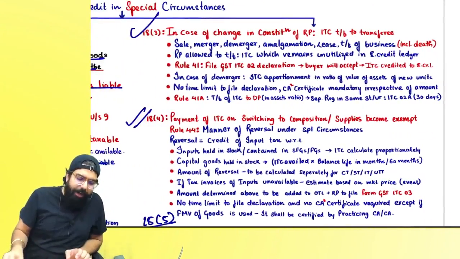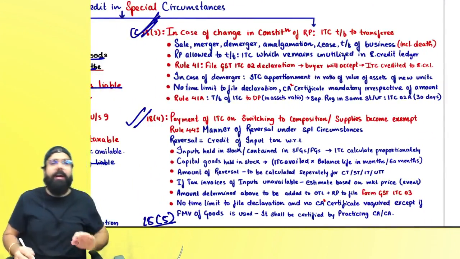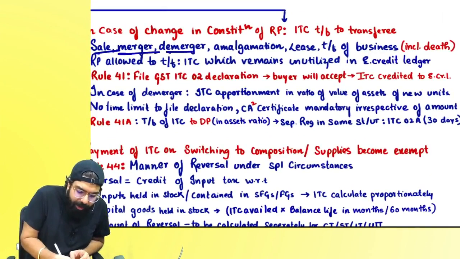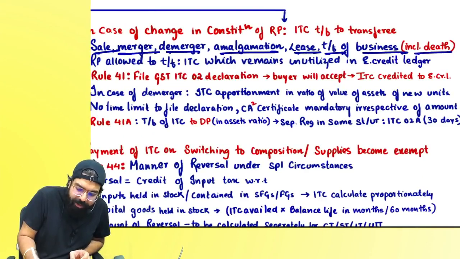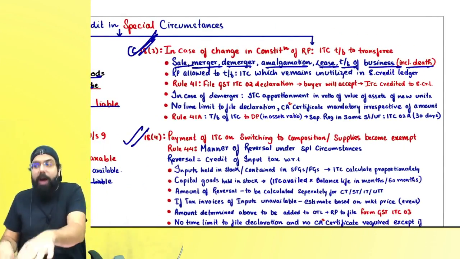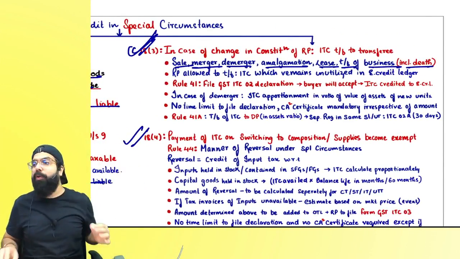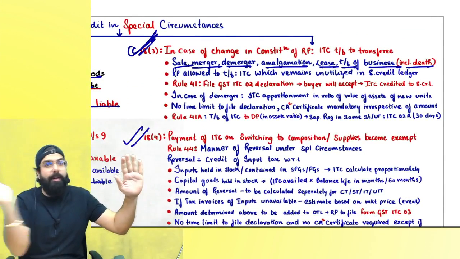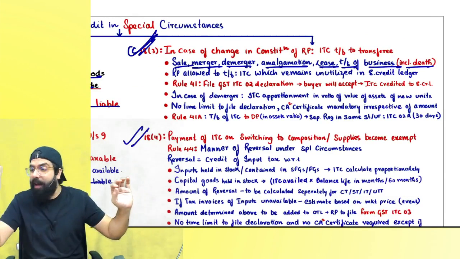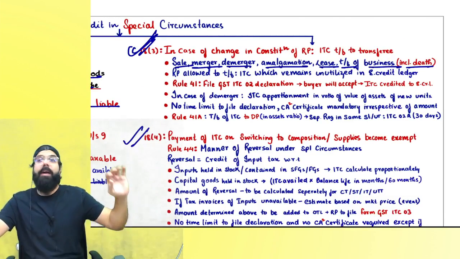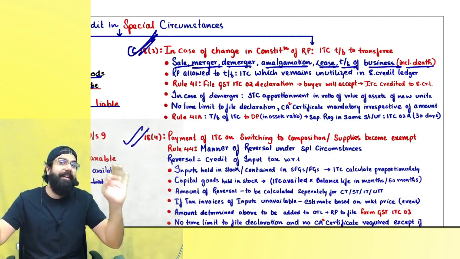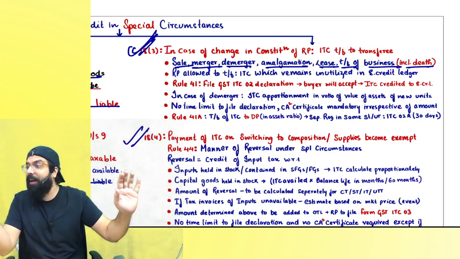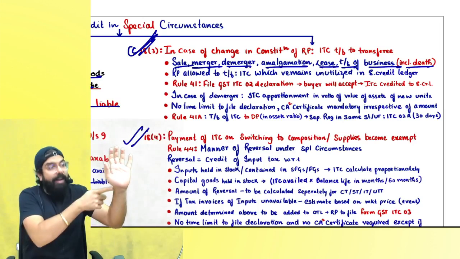Then, section 18(3) says, if you have transferred your business to someone, might be a sale, merger, demerger, amalgamation, lease, or transfer of business, including that, then you are allowed to transfer your credit to the other person's e-credit ledger. Always remember, a transferor transferring the business as a going concern is exempted. If the transferor is a registered person, the transferee has to take registration under section 22 subsection 3. The transferor can transfer whatever credit is in his e-credit ledger to the transferee.